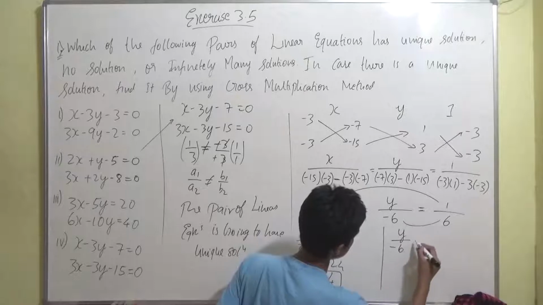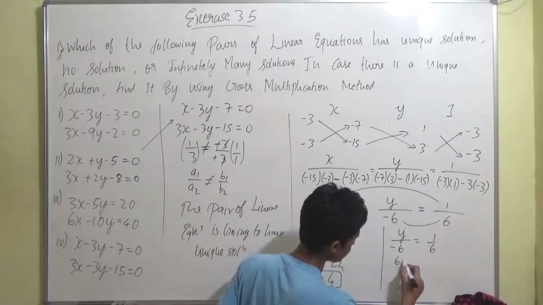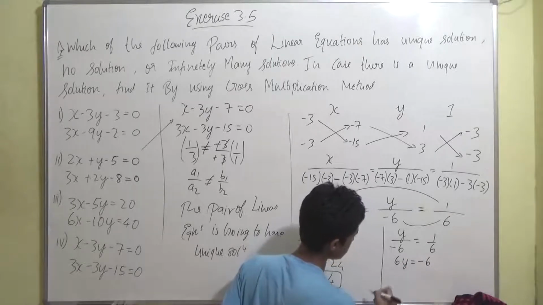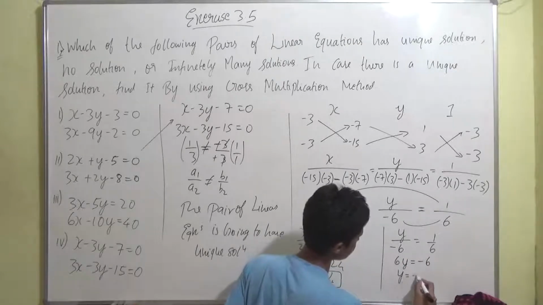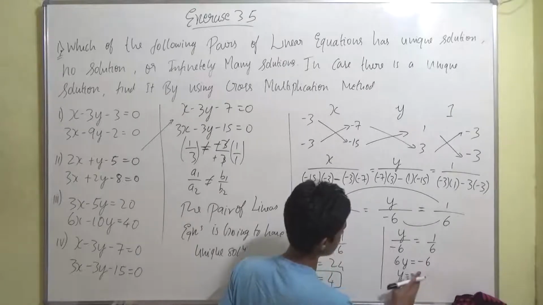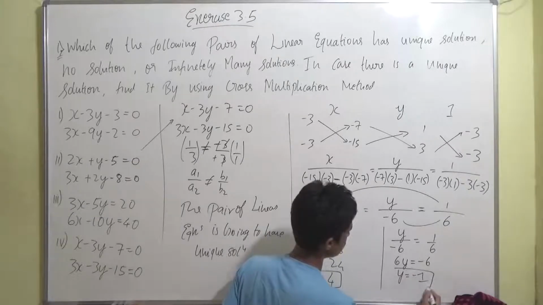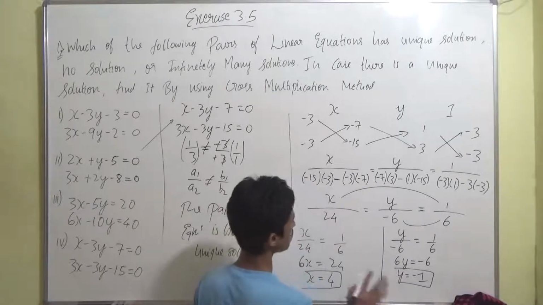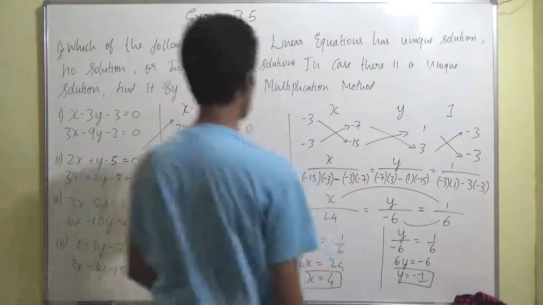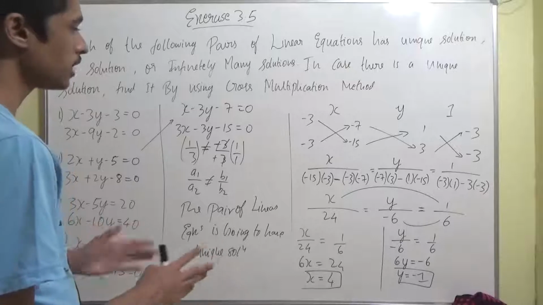Now let's do the y variable term. Y by -6 equal to 1 by 6. Now the cross multiplication. 6y equal to -6. Y will become equal to minus 1. Right, because -6 by 6 will give us -1. Done. So x value found, and also we found the value of y, x equal to 4 and y equal to -1.